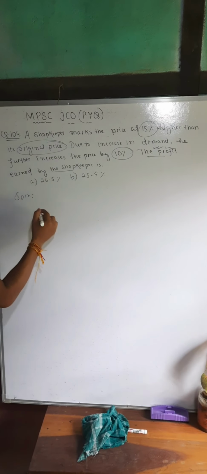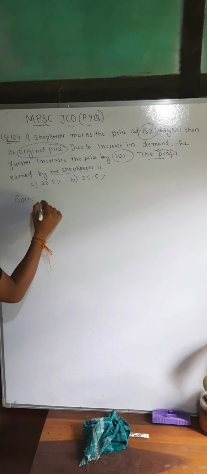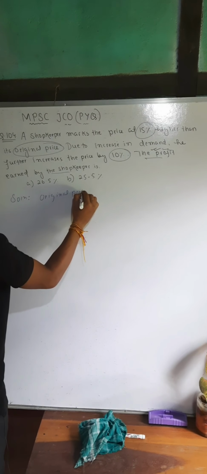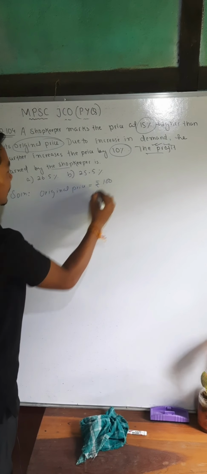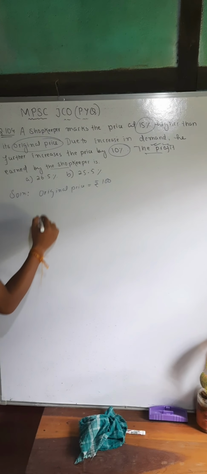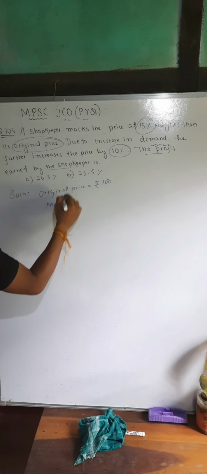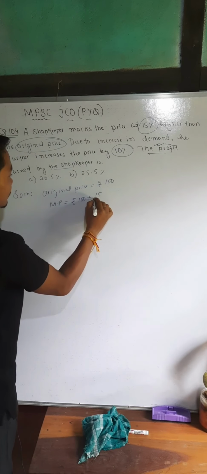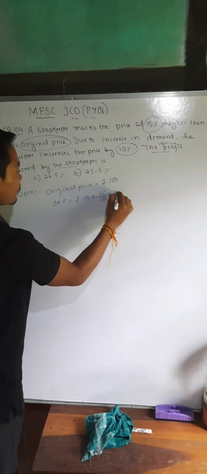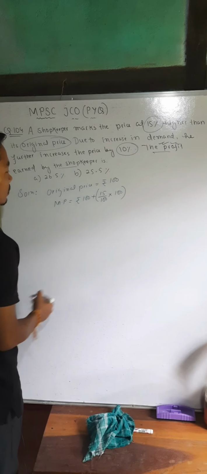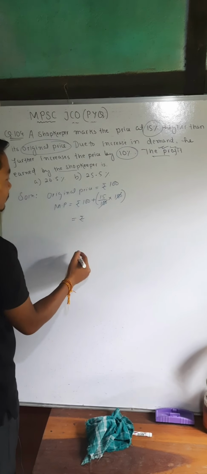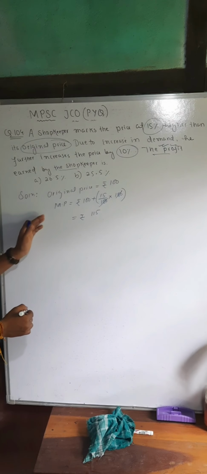Now let us solve. A shopkeeper marks the price at 15% higher than its original price. Original price is not given. So let the original price be rupees 100. Now the mark price will be 15% higher, 100 plus 15% of original price. So it will give us 100 plus 15, 115 is the mark price.